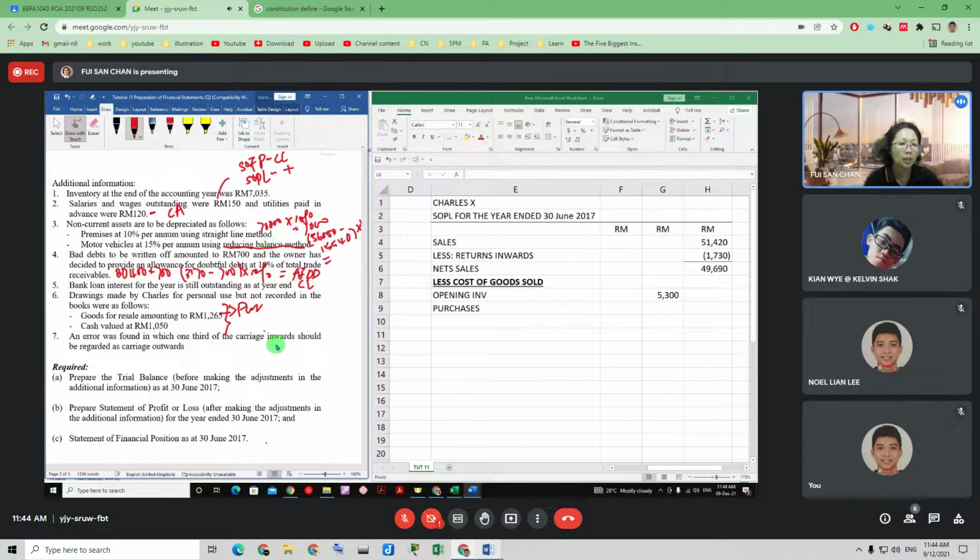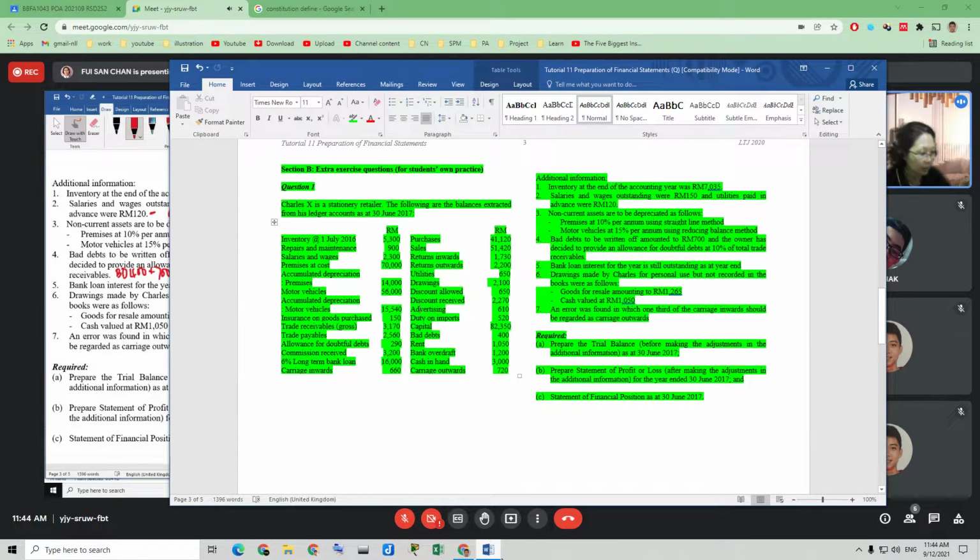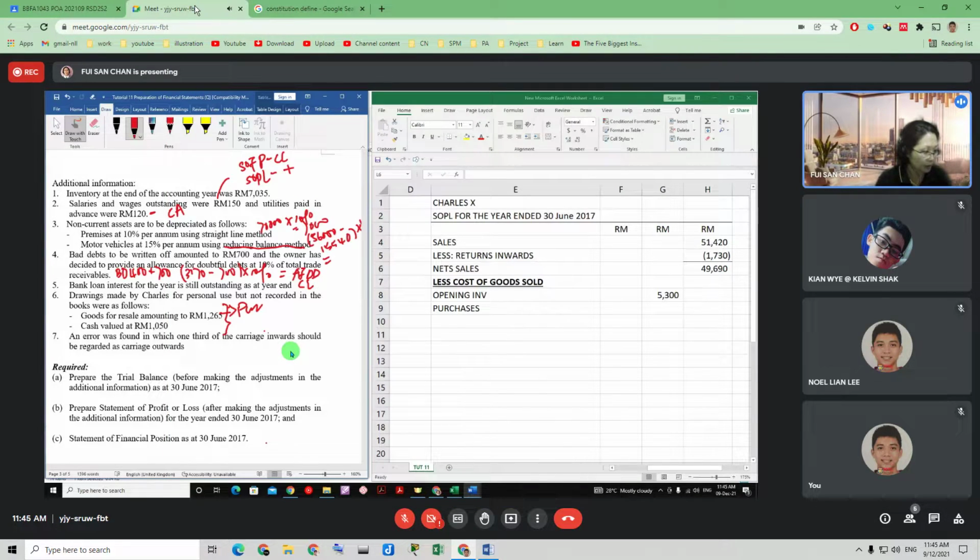So how do you make adjustment on this one? Can you tell me the double entry? Which account to debit, which account to credit with this mistake? Our carriage inwards is 660. 660 times 1/3 is equal to 220. So this 220, do we debit or credit carriage inward? Credit. So we debit carriage outward and we credit carriage inward. The difference is 220.